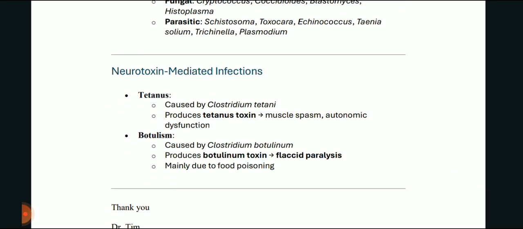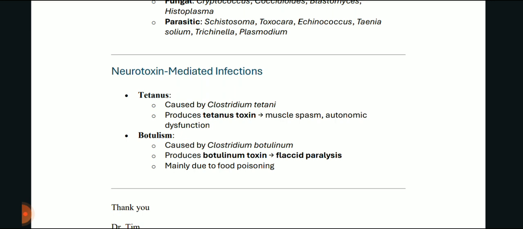Now, there can, at last, be the neurotoxin mediated infections. We'll cover this in detail in the tetanus chapter. Tetanus is caused by Clostridium tetani and produces tetanus toxin which causes muscle spasm and autonomic dysfunction. Tetanus is also called bow disease or the dhanur rog, in which the patient's head and feet are on the bed or floor and the whole body rises up like a semicircle, forming a bow, like a dhanush.